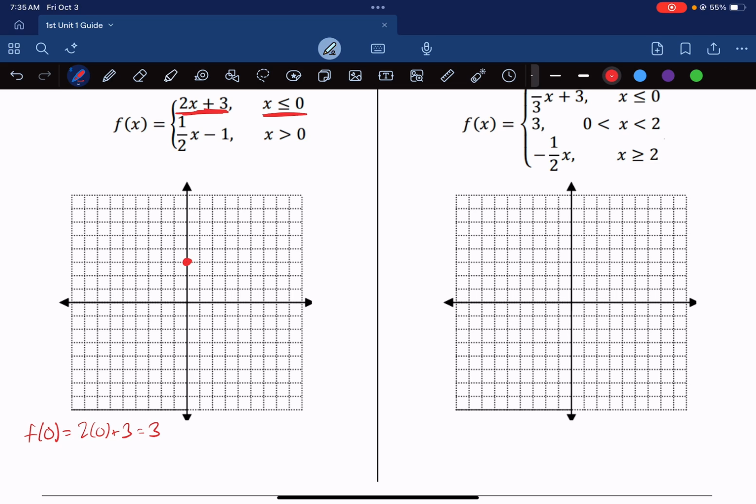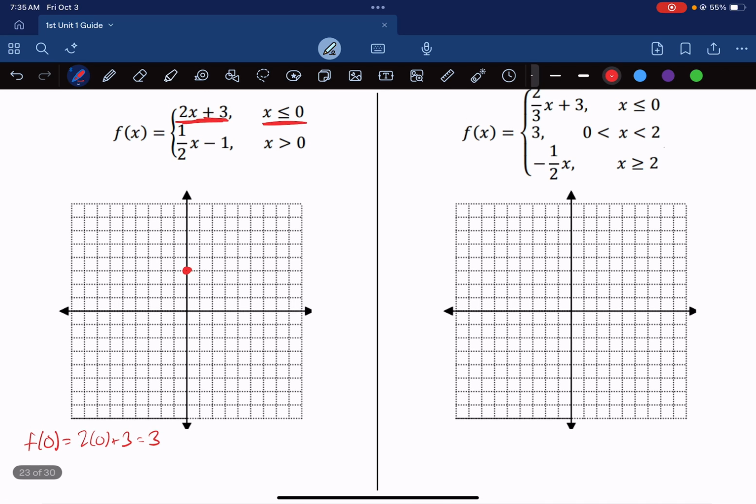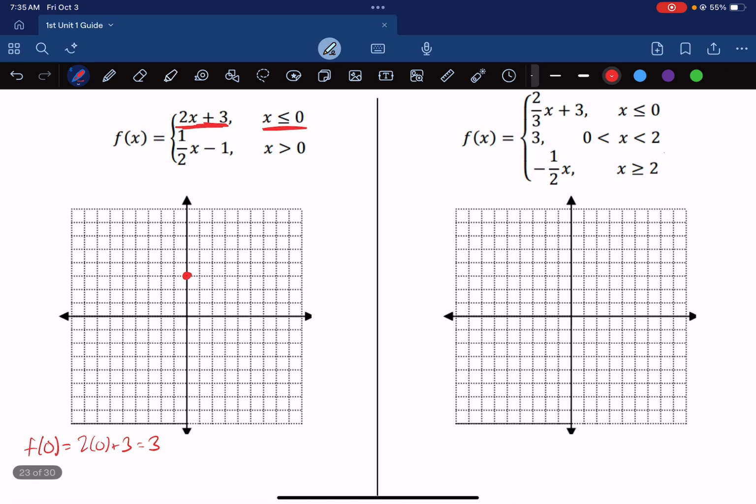Now it follows this rule for where x is less than or equal to 0. So I know less than is going to be going to the left. I'm going to work with my slope of 2 and know that I'm going to the left. So I'm going to be going down 2 and then left 1, down 2, left 1, down 2, left 1. I'm just going to keep following that pattern. Connect that. So there's my first piece.